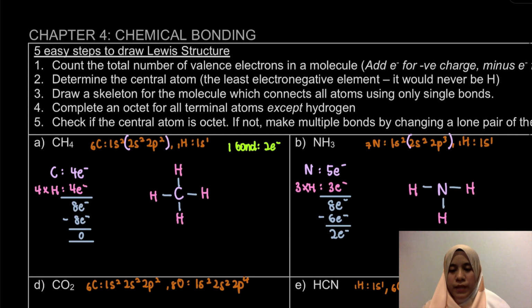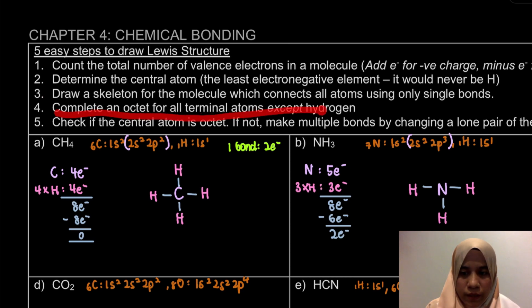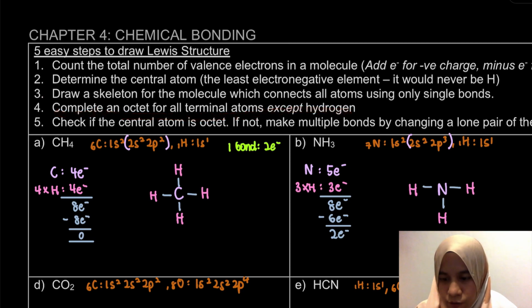Okay, so what happened next? Here it mentions to complete an octet for all terminal atoms except hydrogen. Hydrogen wants to achieve a duplet, which it has already achieved, 1, 2. For each of the hydrogens, 1, 2. This hydrogen also has 1, 2. Next, it asks us to check if the central atom has an octet. So the central atom itself already has 1, 2, 3, 4, 5, 6. So it is not an octet yet.